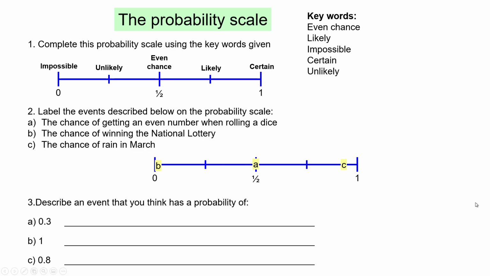And for number 3, describe an event you think has a probability of 0.3. I'd say probability of rain on Friday. A certain event, probability of maths this week. You're doing maths now, so that's certain. And 0.8, I'd say probability of a cup of coffee in the next hour.